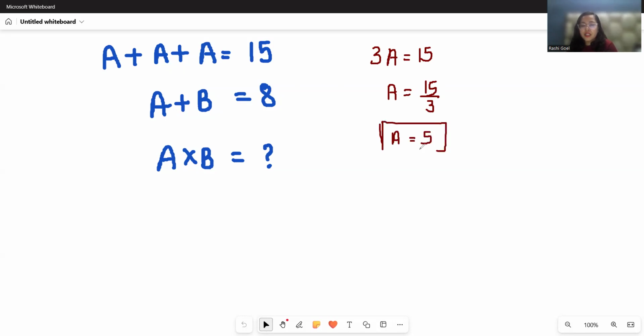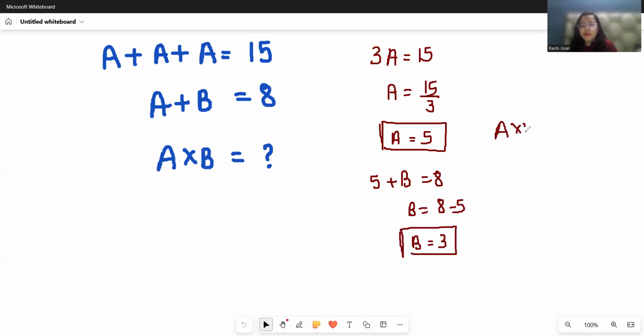Now put in the second step the value of a, which is 5. So 5 plus b is 8. So b is equal to 8 minus 5. So b is equal to 3. Now a times b, that is 5 times 3, which is 15. So what replaces the question mark?